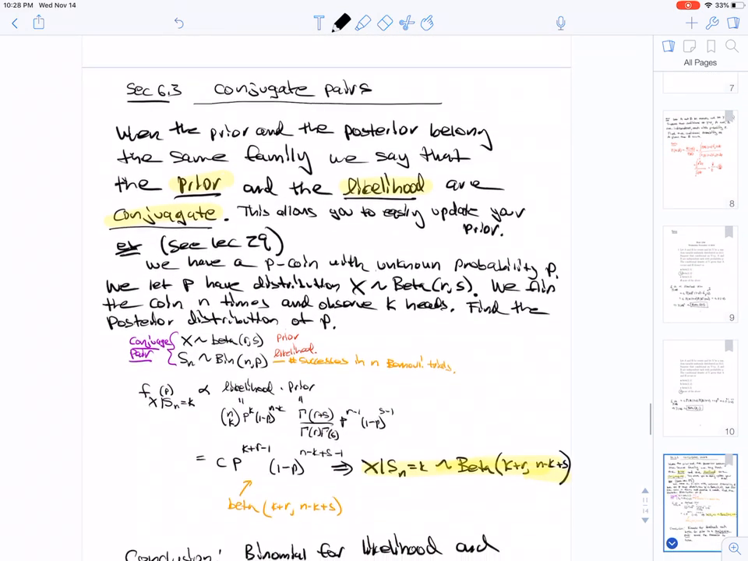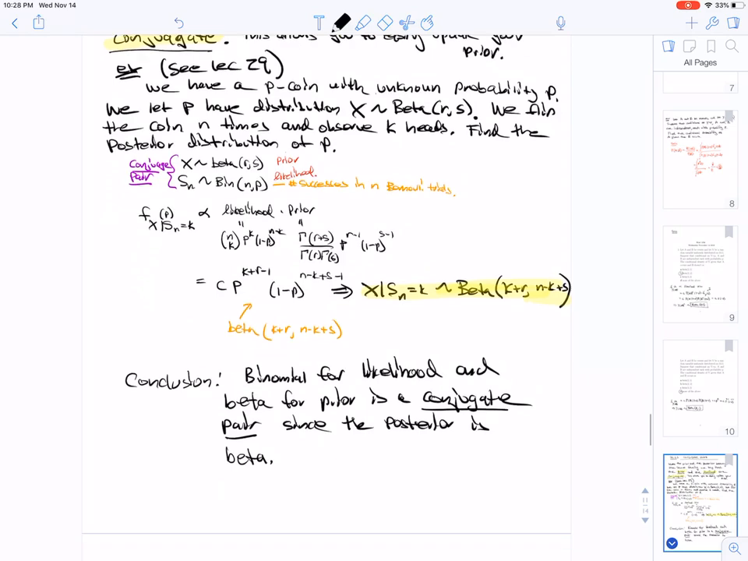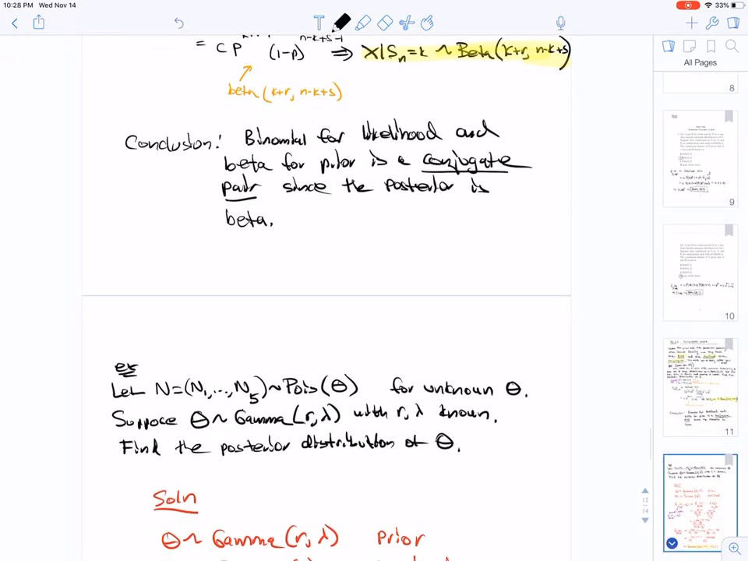And then we finally discussed conjugate priors. So when the prior and the posterior belong to the same family, we say that the prior and the likelihood are conjugate. For example, what we'll see here is that beta and binomial are conjugate. We actually did this example back in lecture 29, so I'm not going to go over it again here. The binomial for likelihood and the beta for prior is a conjugate pair, since the posterior turns out to be beta.